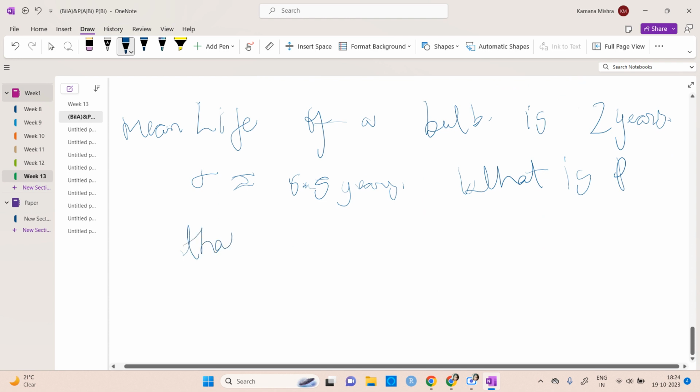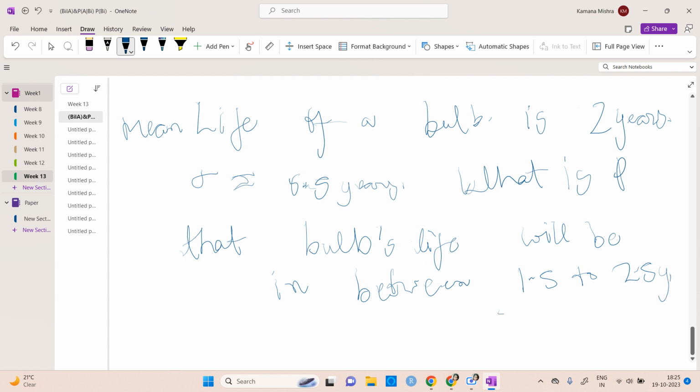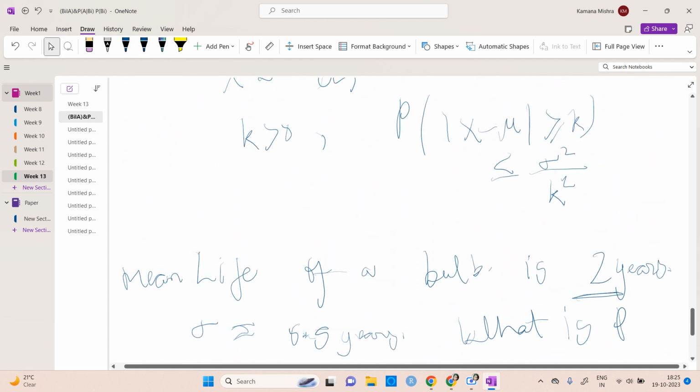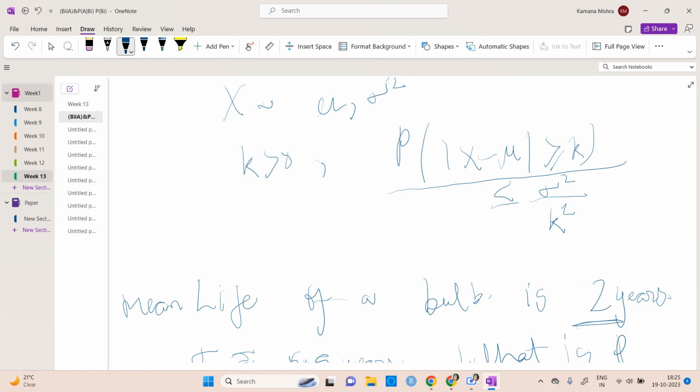You want to find the probability that for a specific bulb, its life will be in between 1.5 to 2.5 years. Whenever you see a question like this, if you have the mean, it would be deviated equally. This is 1.5 to 2.5. Because here what we are doing is this is a mod, so x would be in between minus k plus mu to k plus mu, right?